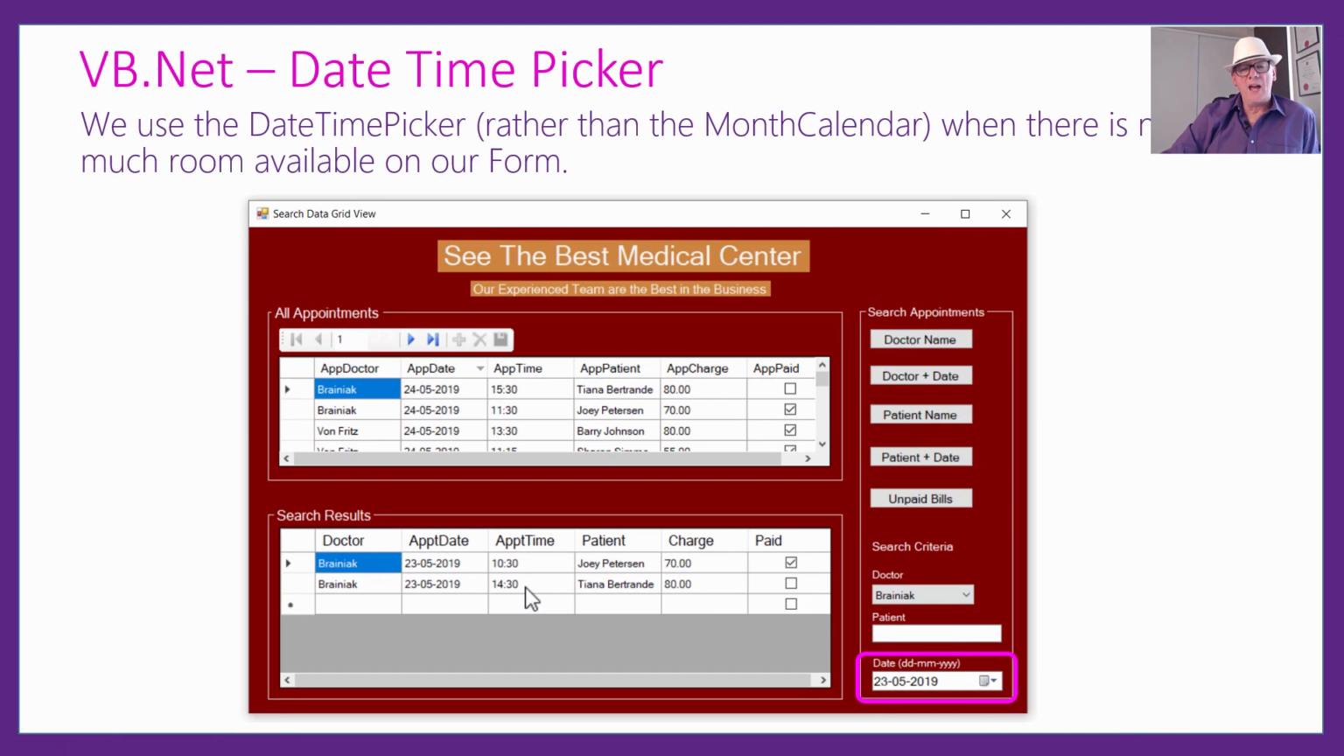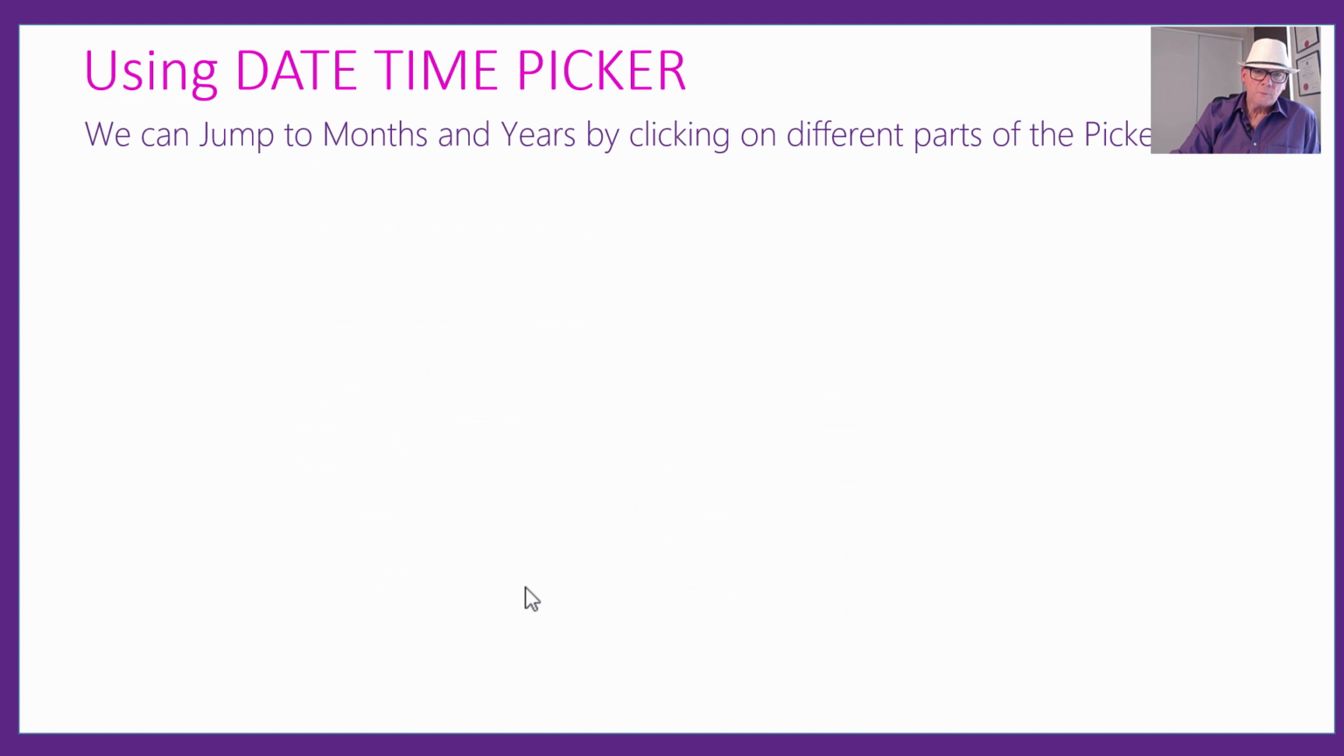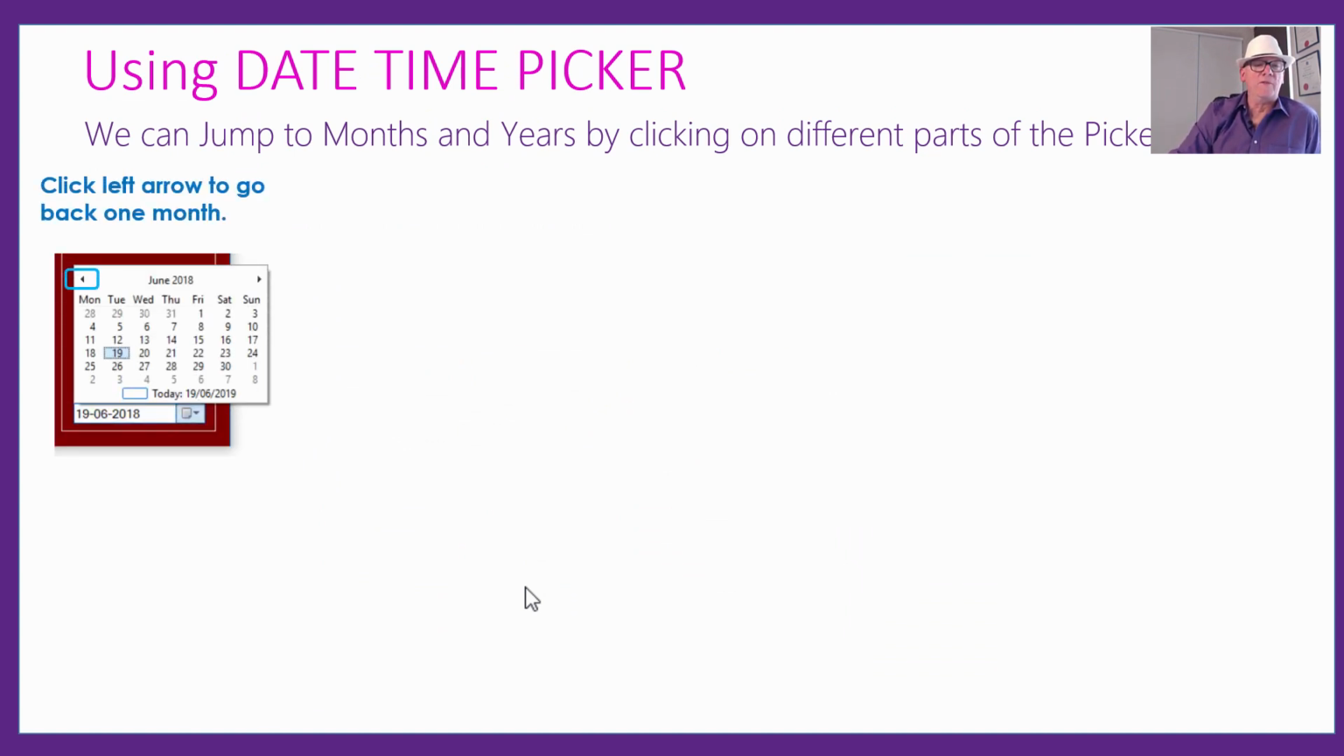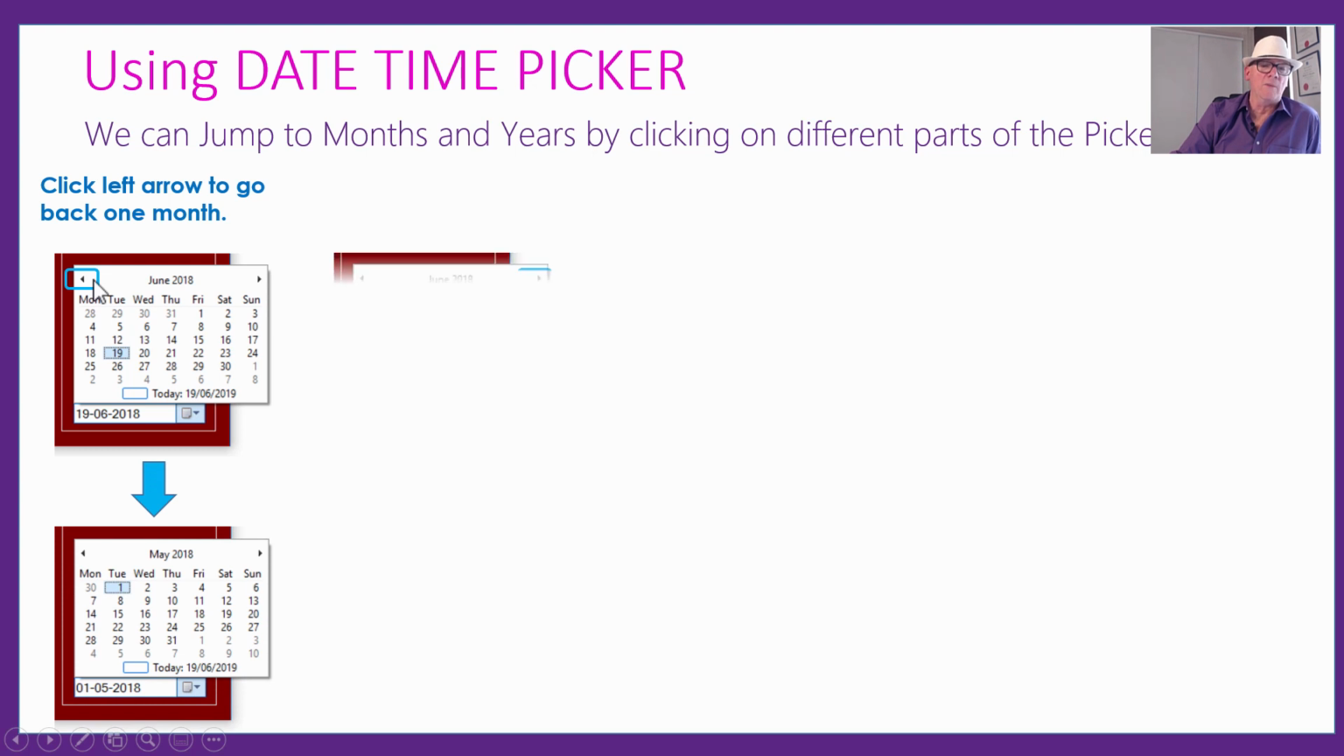All right, so that's how that works. And that's when you'd use it, when you don't have enough room to put a month calendar on there. Now you can jump to months and years the same way as we did in the month calendar. Say you're in June 2018, a long time ago. Today's the 19th of June, but say you're here and you want to go back one, it's the same thing. That'll take you back to May.